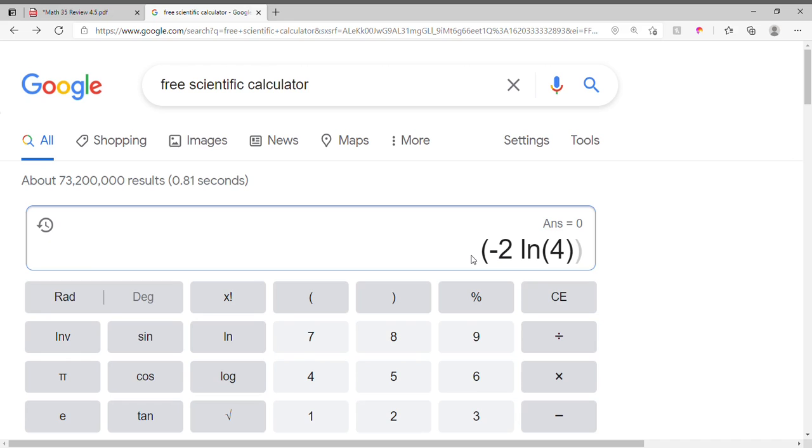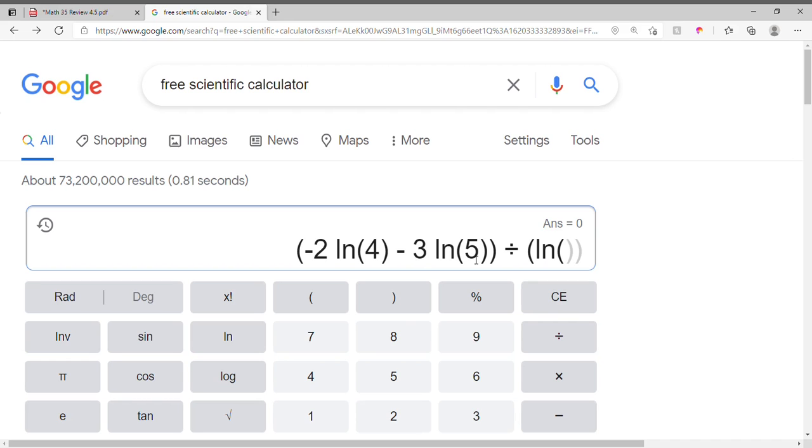Then we'll subtract 3 natural log of 5. Close that off. And we'll close off the parentheses for the numerator. Then we'll divide that by the denominator. Start off with another parentheses.